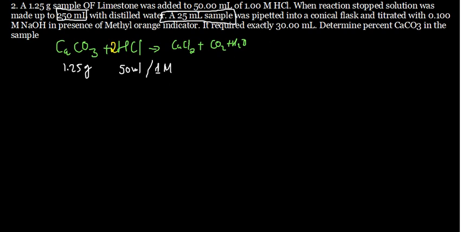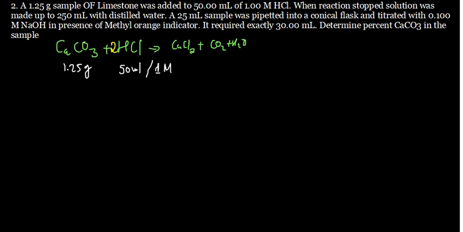We only got a sample of 25, which was pipetted into a conical flask and was treated. In other words, it was reacted with 0.1 molar sodium hydroxide in the presence of methyl orange indicator. Now, it required exactly 30 milliliters. So this 30 milliliters is the sodium hydroxide that we are using, right? Now determine the percent calcium carbonate in the sample.